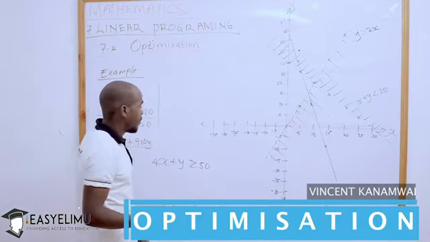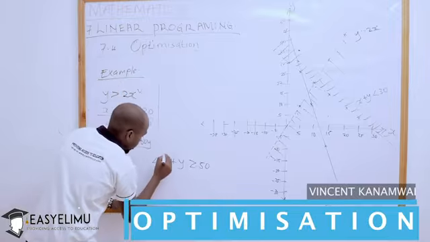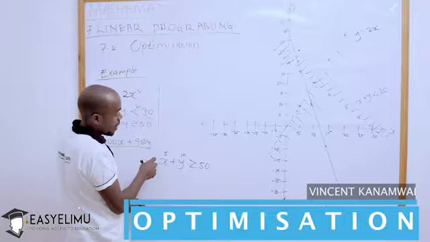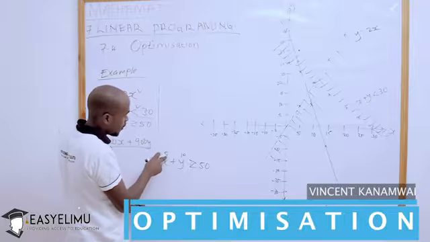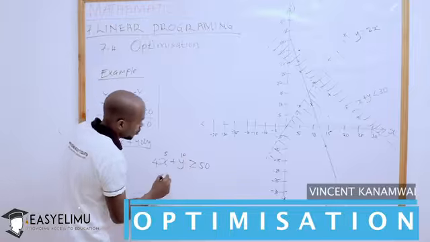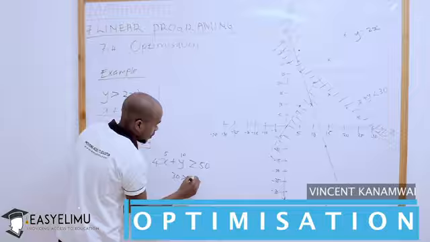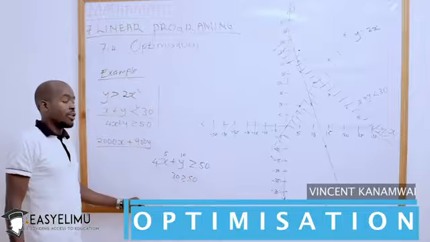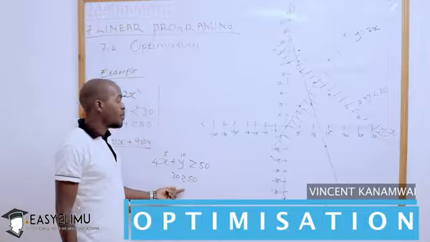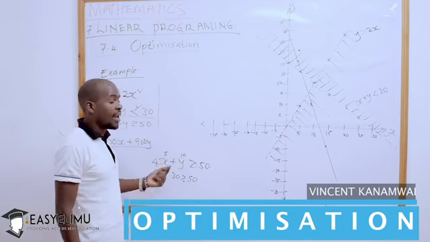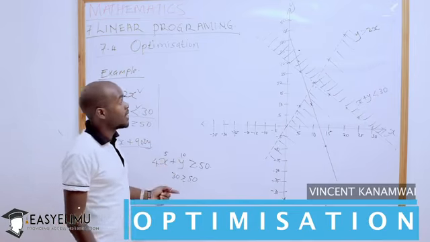Taking the point 5, 10, this one is 5, this is 10. So 4 multiplied by 5, I will get 20. 20 plus 10, I'm going to get 30. That is not greater than or equal to 50. So automatically the side where I took the point 5 and 10 is the unwanted side.